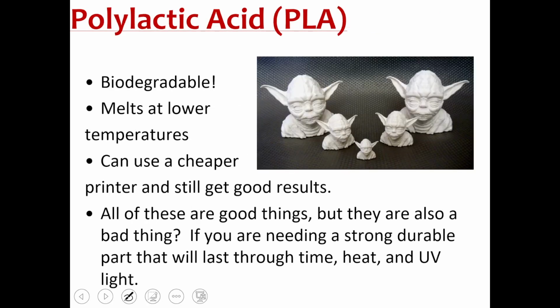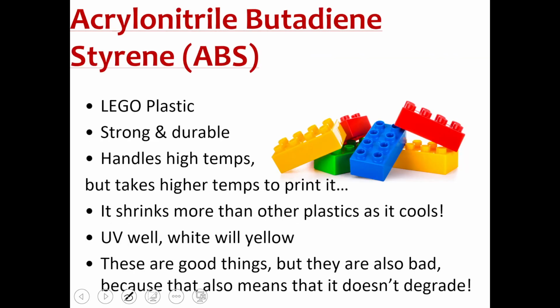This is the polylactic acid PLA type of material. They are biodegradable, melt at lower temperatures, can use a cheaper printer, and still give good results. This is the acrylonitrile butadiene styrene ABS type of material, used for boxes and toys. Lego plastic is strong and durable, handles high temperature, but it requires high temperature to print.